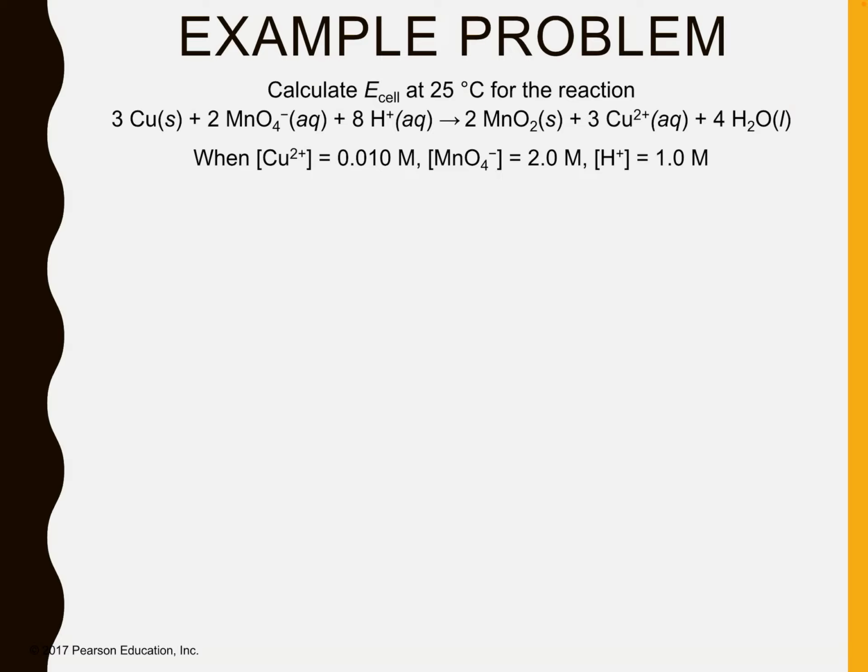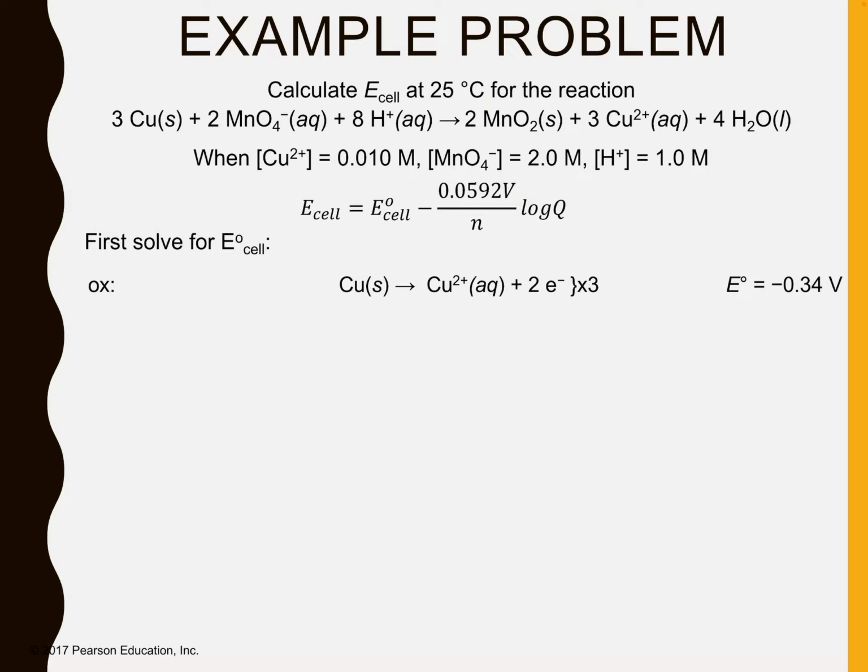So we have E of the cell at 25 degrees Celsius for the reaction below. And we want to know when copper is at 0.01 molar, our permanganate is at 2.0 molar, and our hydrogen ion is at 1.0 molar, right? So our hydrogen is essentially still standard conditions, but everything else has changed. Okay, so the first thing we need to do is go through and calculate E naught of the cell. Like 9 times out of 10, whenever you're given a problem in this chapter, calculate E naught of the cell, because you're probably going to do something with it. So let's do that first.